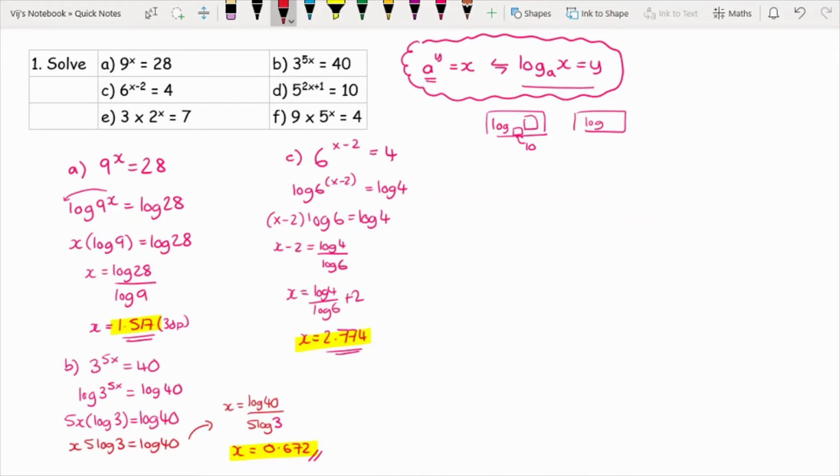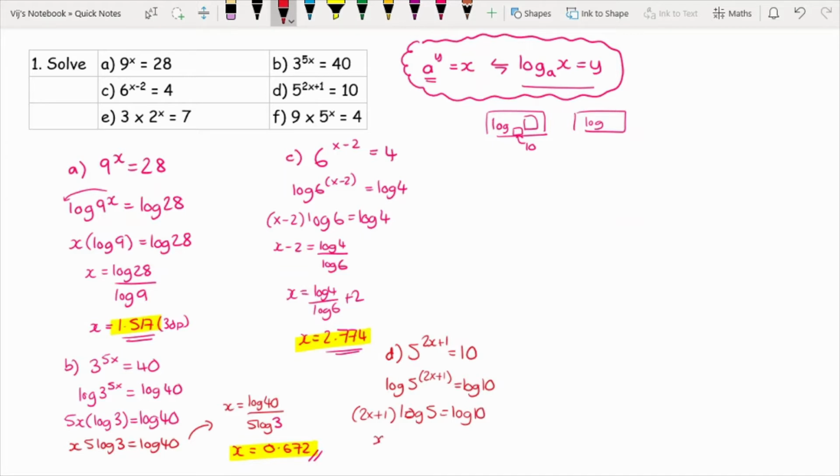So for D, again, very similar sort of notation here. We've got 5 to the power 2x plus 1 equals 10. So again, take the log of both sides. So I've got log 5 to the power 2x plus 1 equals log 10. Then take the 2x plus 1 to the front, which then leaves me, I'm just about to jump a stage, but I might do that later because it's become a bit tedious. And then we take the log 5 over to the side.